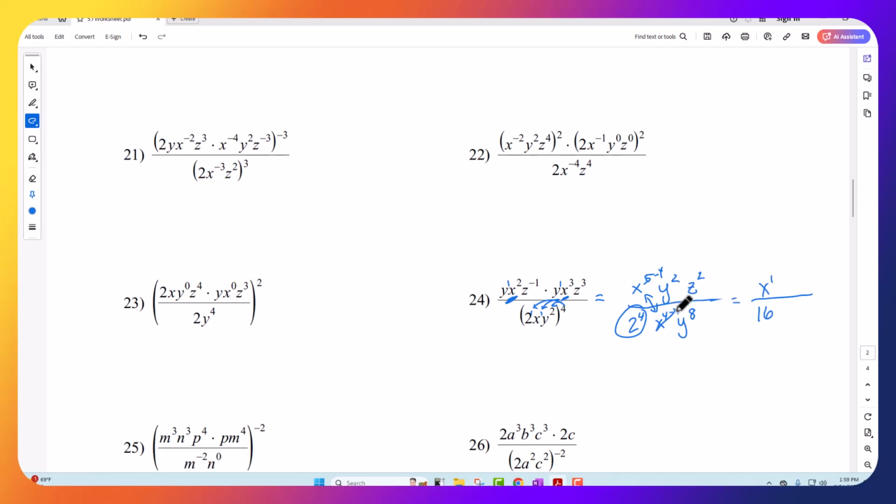And then I do the same thing with my y's. Well, I have a y2 on top and a y8 on bottom. If I subtract 2 and 2, the 1 on top, well, that goes away because it's y to the 0, and anything to the 0 power is 1. But on bottom, I'm going to get y to the 6th. And on top, I still have this z squared that didn't have anybody to combine with. So there is my final answer.